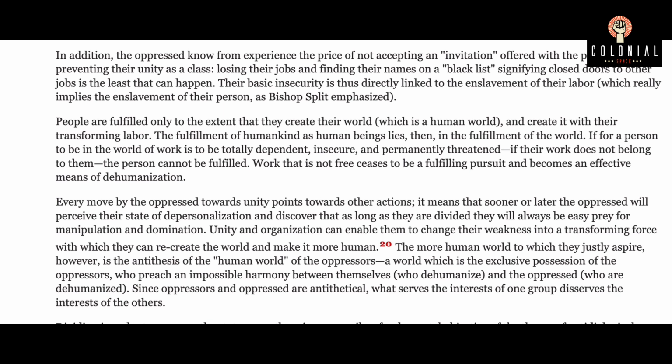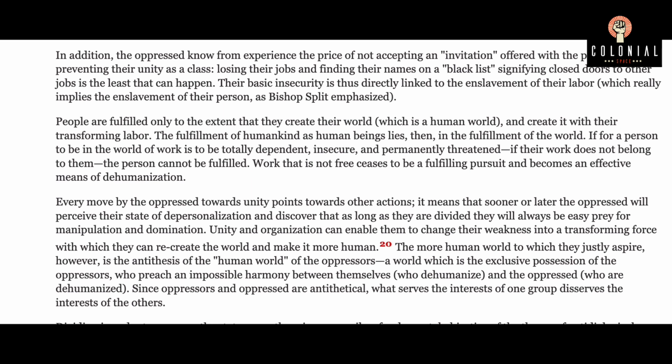Losing their jobs and finding their names on a blacklist signifying closed doors to other jobs is the least that can happen. Their basic insecurity is thus directly linked to the enslavement of their labor, which really implies the enslavement of their person, as Bishop Split emphasized. People are fulfilled only to the extent that they create their world, which is a human world, and create it with their transforming labor. The fulfillment of humankind as human beings lies then in the fulfillment of the world.